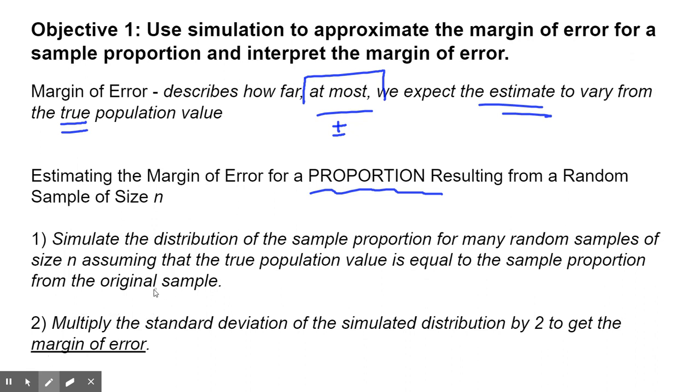And then what you do is you find the standard deviation of those simulations, and you multiply the standard deviation by 2. When you multiply it by 2, you get the margin of error. And that's our estimate for the margin of error.